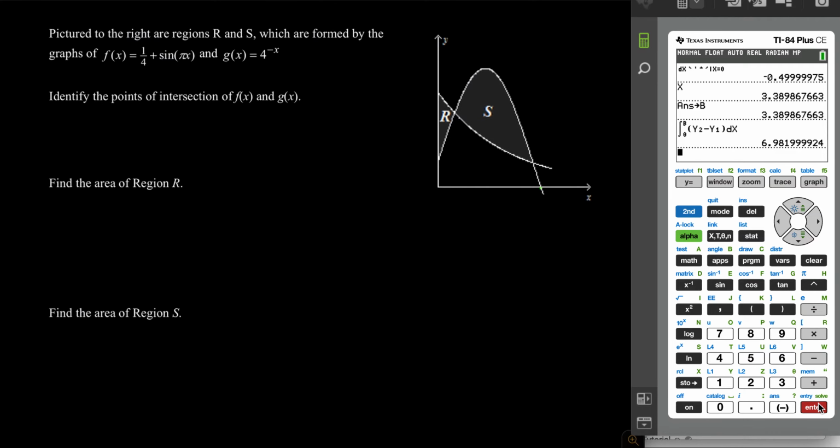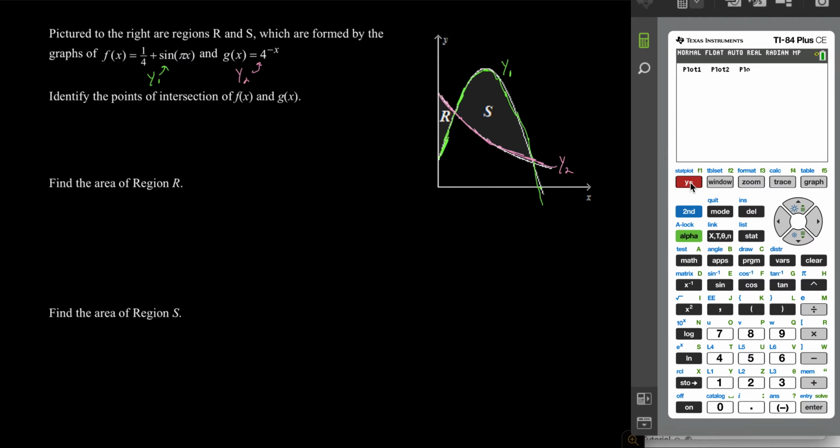All right, so picture the regions R and S, which are formed by the graphs. I'm going to make them two different colors so I can keep them straight. This graph, the green one, is the sine one, right? So that's going to be our y1, the green one. I'll put a y1 next to it. And then our pink one is going to be that exponential function. And we're going to call that y2. Okay, so we're going to go back to y equals. We're going to change those out.